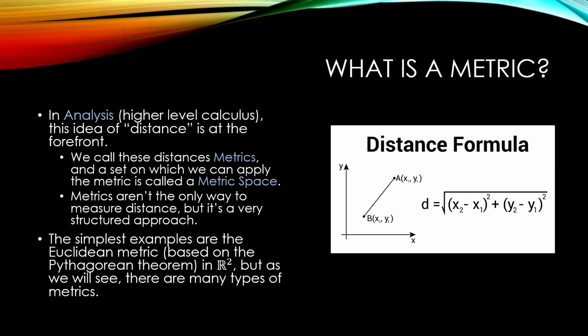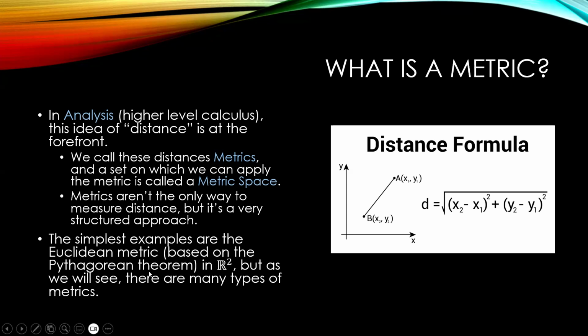So in analysis, this idea of distance is at the forefront. We call these distances metrics, and a set on which we can apply a metric is called a metric space. Metrics aren't the only way to measure distance, but it's a very structured approach. And so the idea is if we can show that there is some metric, one of these formal distances, then all of the rules that we have in play for metrics, which have been built for 150 years now, are then available to whoever wants to use these rules. And so let's see if we can understand what this structure is.